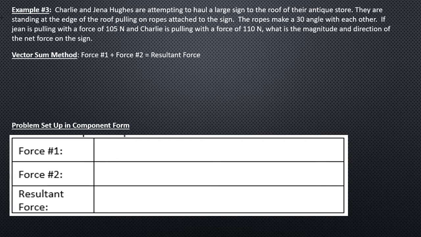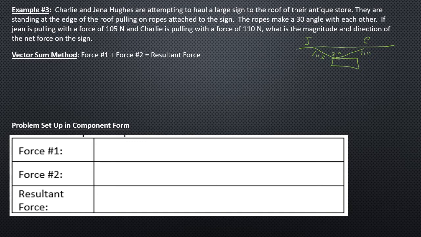So ultimately what we have going on is we have a roof and we have Jean and we have Charlie and we have some sign that's attached with a rope. And really they are each pulling, the ropes make a 30-degree angle with each other, so we know the angle between them is 30. And Jean is pulling with a force of 105, and Charlie is pulling with a force of 110. When I look at this picture, it's a little bit confusing, but that's generally what's happening. But I can align those forces however I want to.